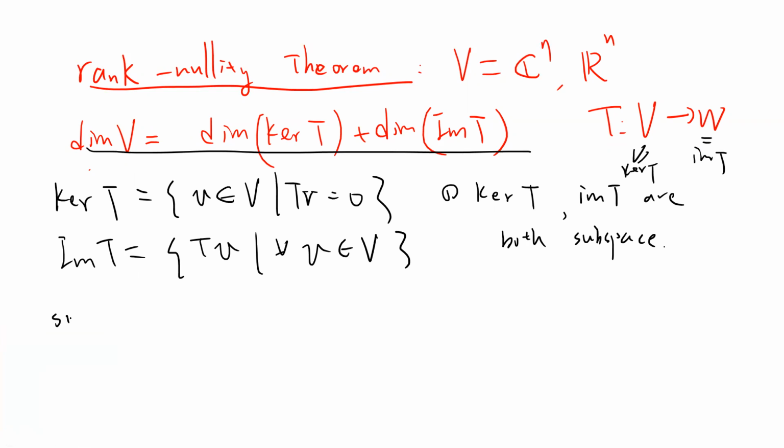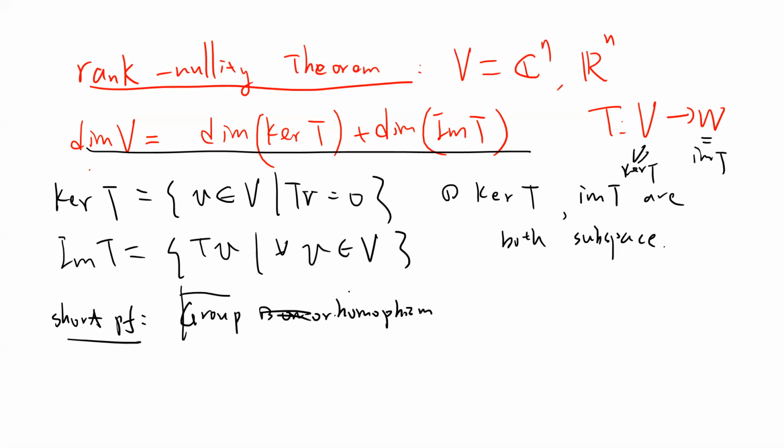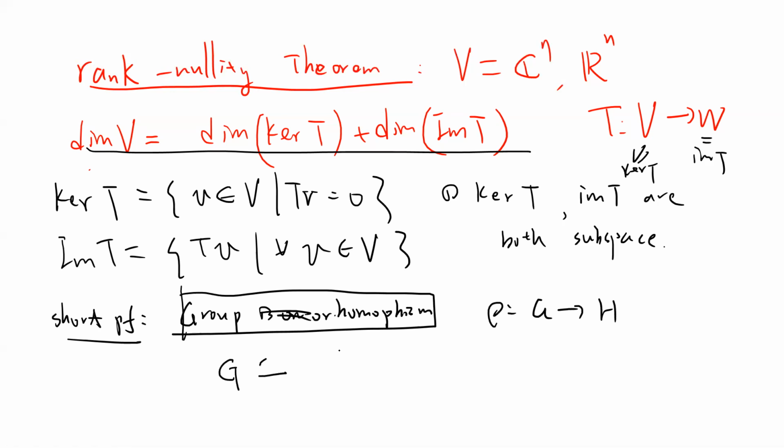The short proof, if you know more advanced mathematics, is to use the group homomorphism theorem. If you don't know that, I have a video proof. The group homomorphism theorem says that if you have a group homomorphism rho from G to H, then G modulo the kernel of rho is isomorphic to the image of rho.